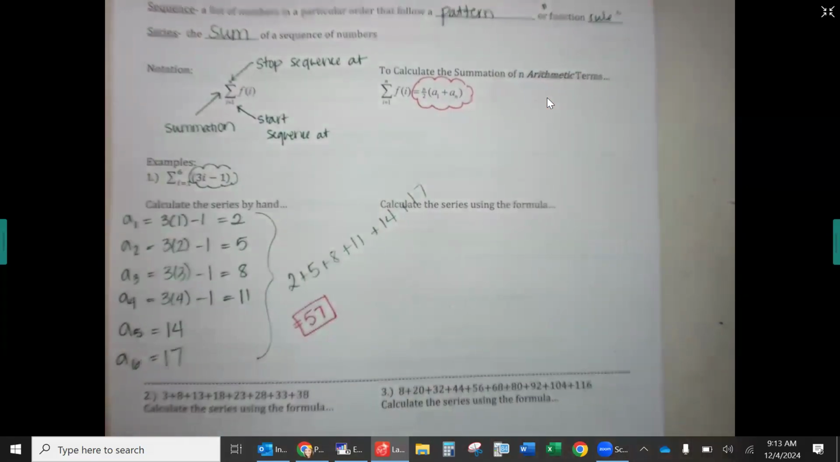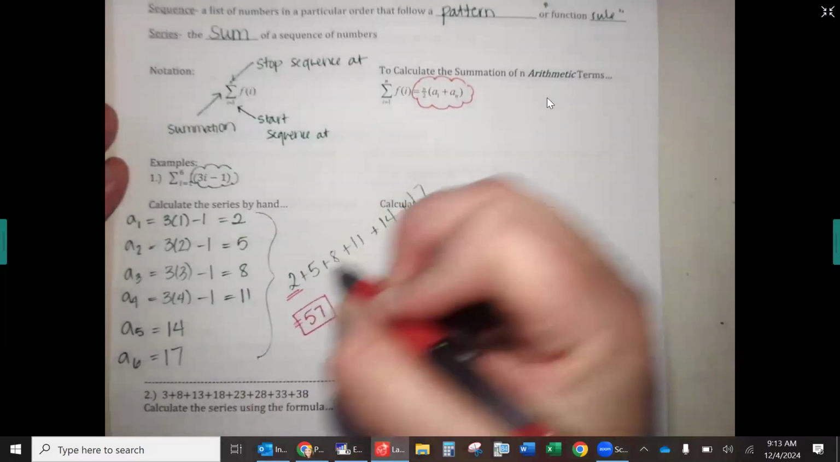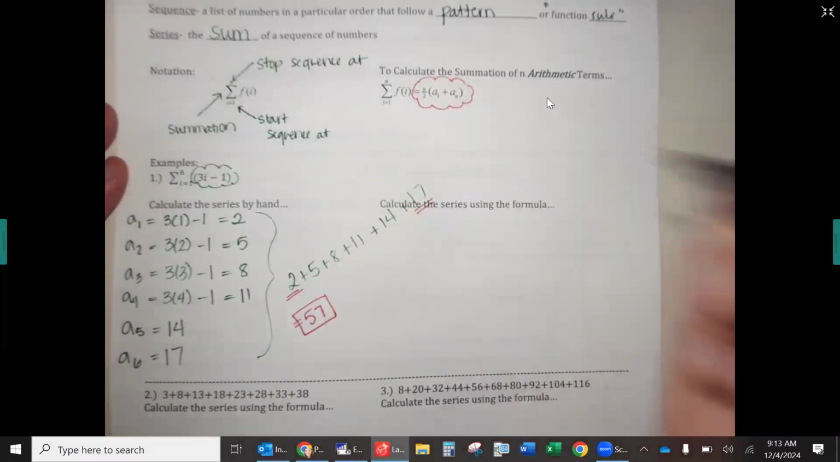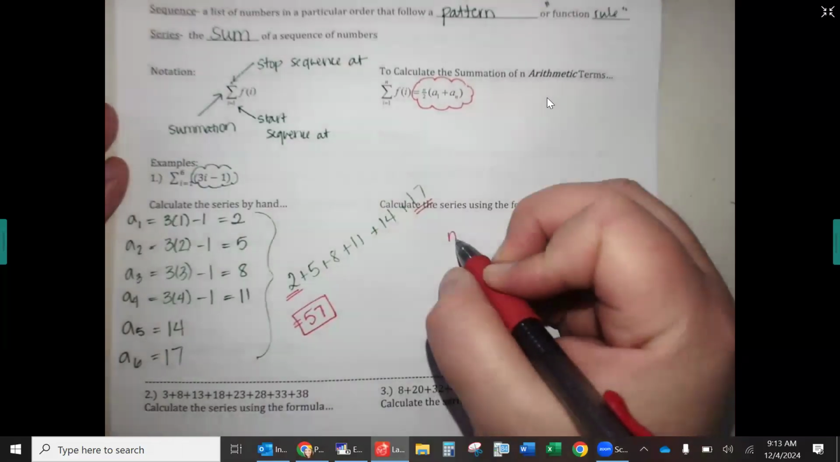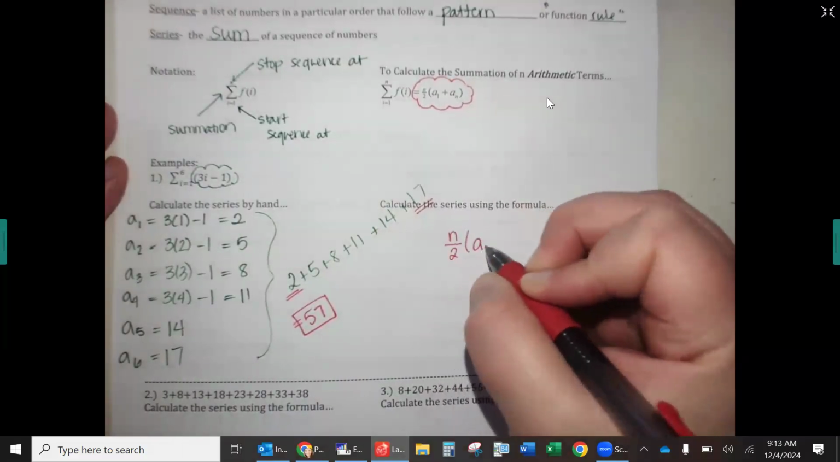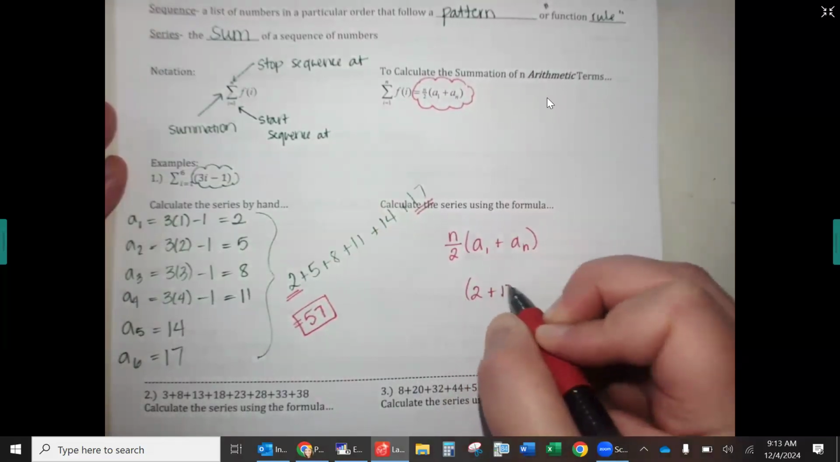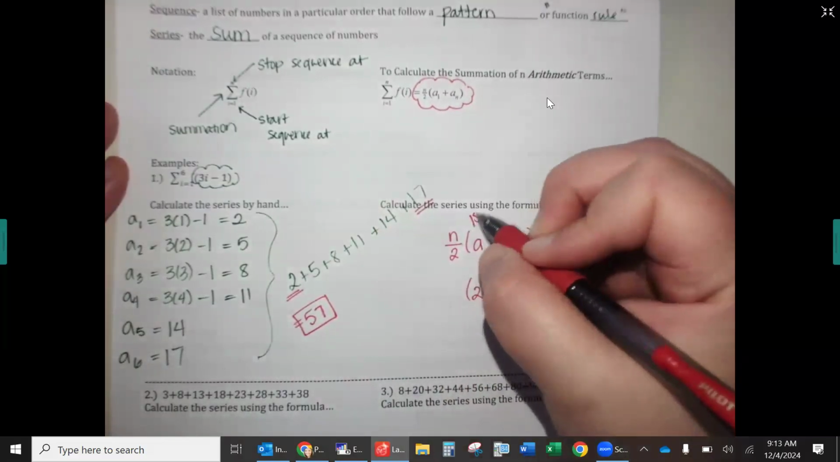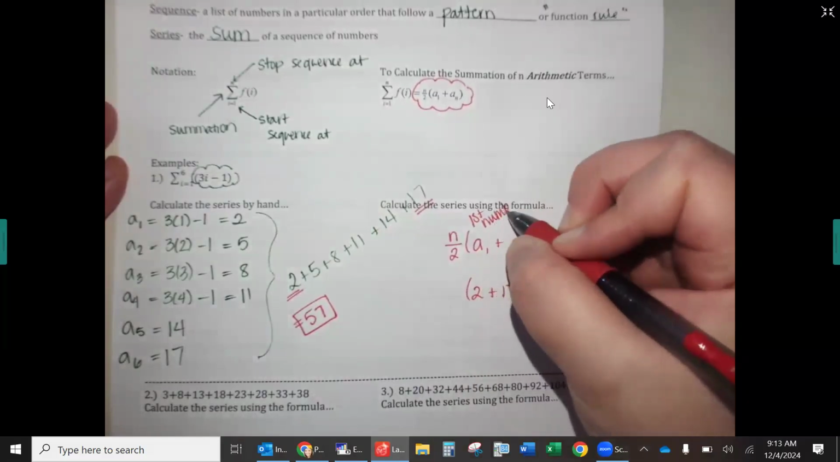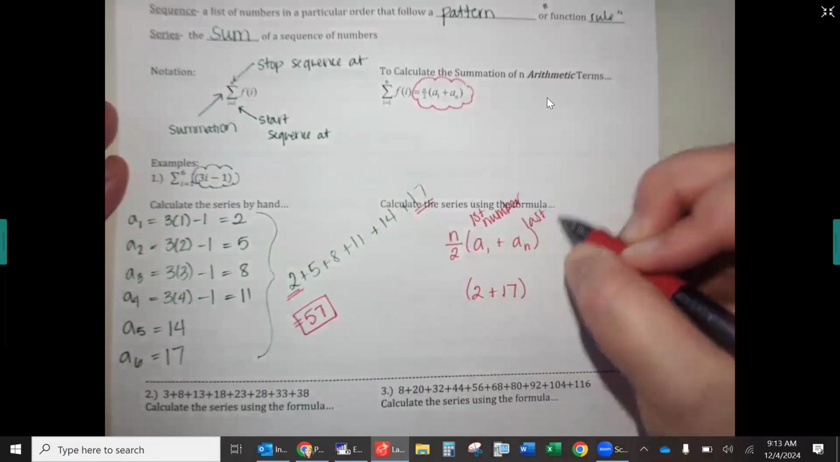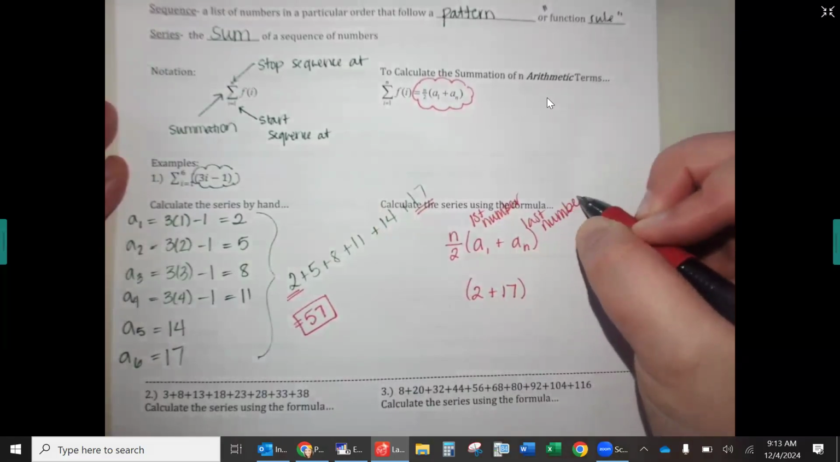A sub 1 and A sub n are going to be the first number in the list and the last number in the list that you want to stop at. So in this case, what's the first number and the last number that I added up? 2 and 17. So let me write the formula down here and then we'll plug in the numbers. So this would be 2 plus 17, the first number in the list and the last number in the list.